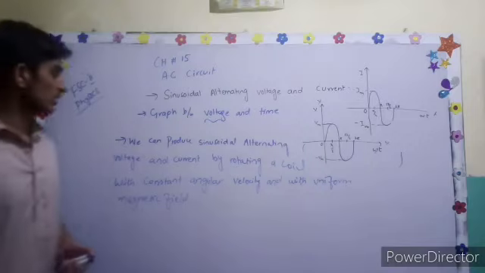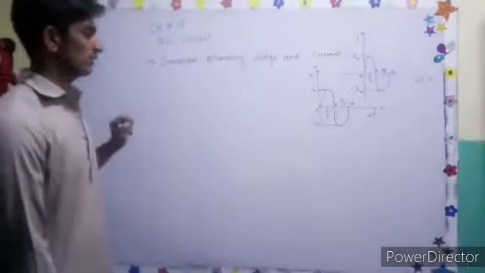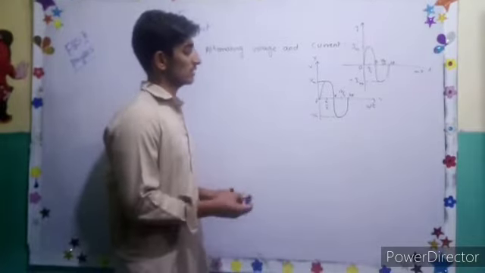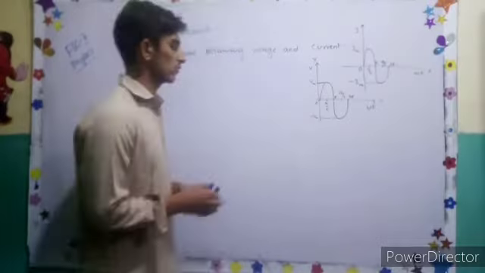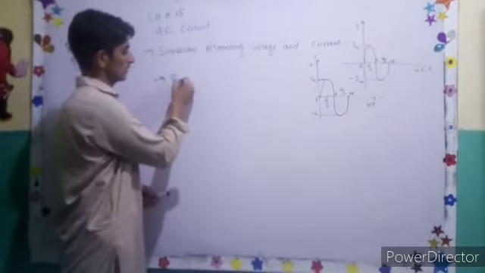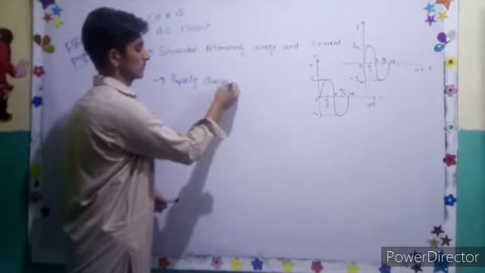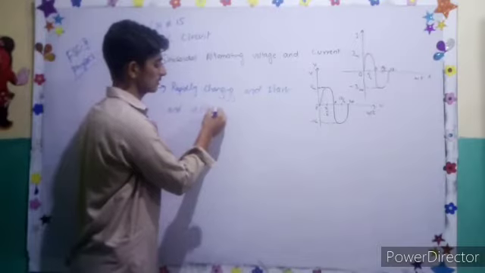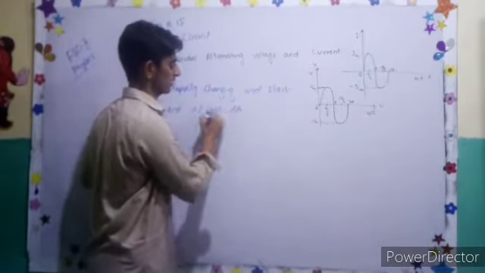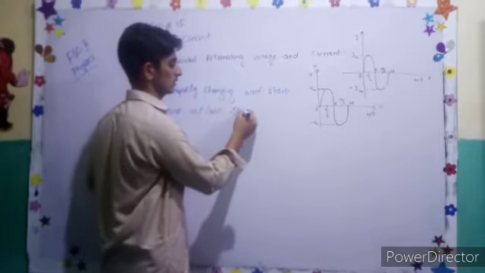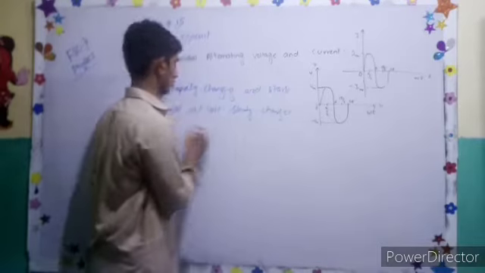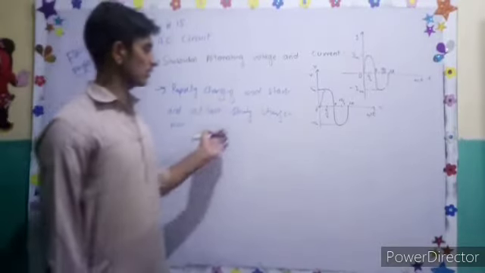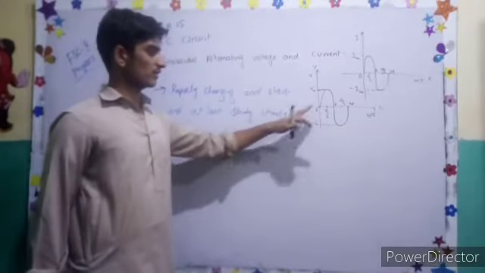Now we will discuss the equation for voltage. And the third thing, students, is the changes which occur in sinusoidal alternating voltage. In the start they are very fast, so we can say rapidly changing in the start, and at last slowly changing. At the peak point the changes come slowly, and in the start the changes are very fast.